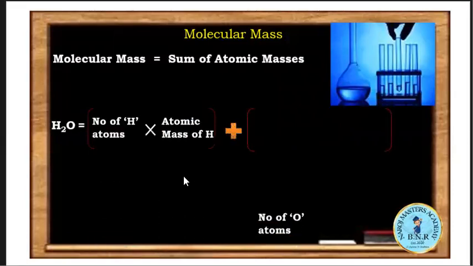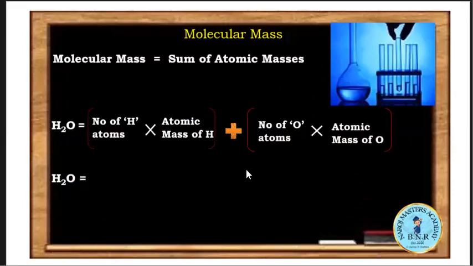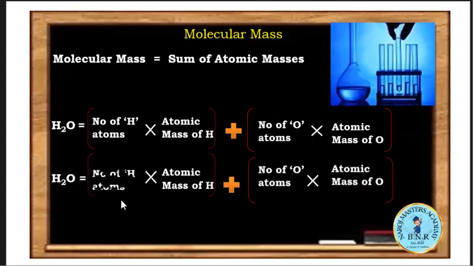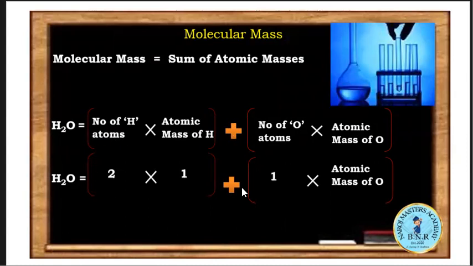So number of hydrogen atoms into the atomic mass of hydrogen, plus number of oxygen atoms into the atomic mass of oxygen. Simply write here. Number of hydrogen atoms is 2 here. Atomic mass of hydrogen is 1. Number of oxygen atoms is 1 and the atomic mass of oxygen is 16. Then 2 plus 16 is equal to 18 units. Is it clear?